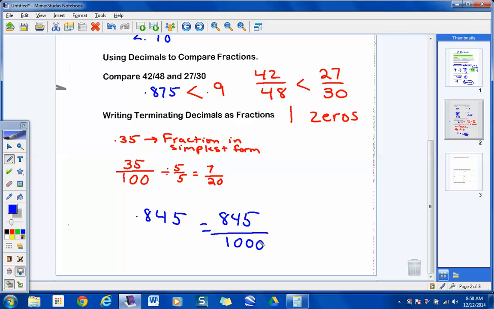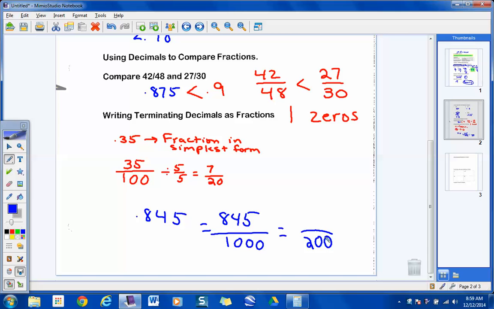3 digits after the decimal point, so I have to have 3 zeros down here. Now again, this rule works for what type of decimal? Terminating. Very good. Could I reduce this? Yeah. What's going to go into them nicely? 5 will go into both of them. In the bottom, I know it goes in 200 times. How about the top?